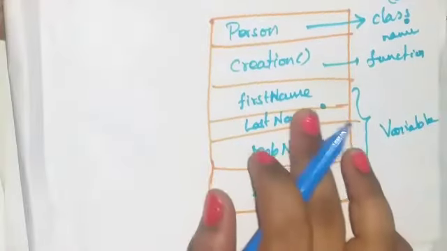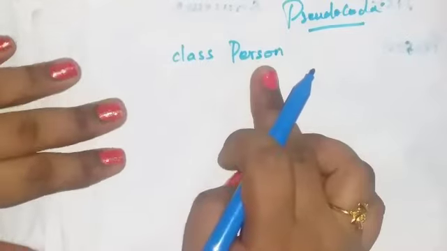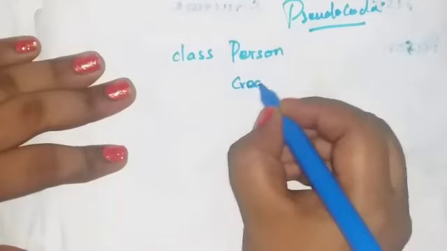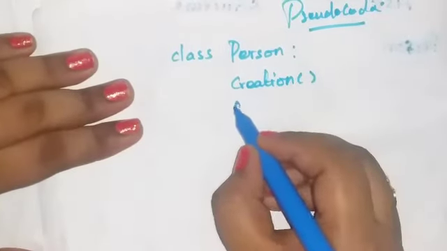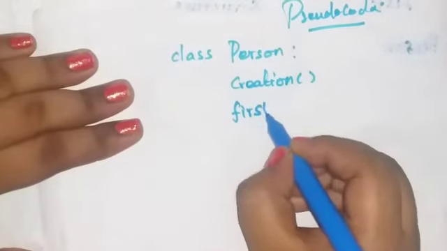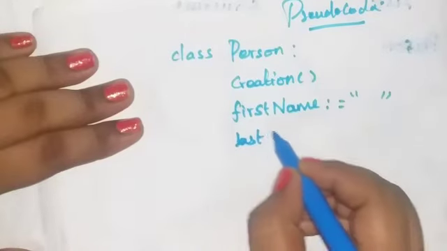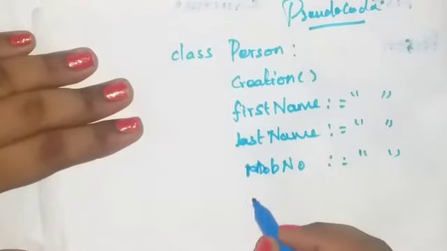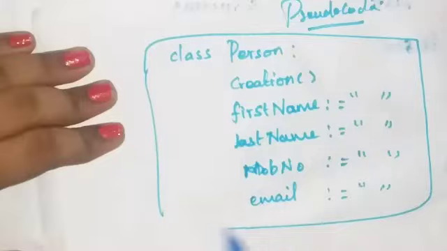Let us write the pseudocode for this example. Class means structure, and person is the class name. Then write the function creation, and next write the data members. What are they? First name, last name, mobile number and email. So this is the pseudocode for the person using structure.